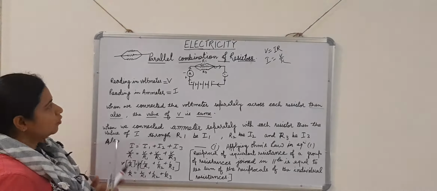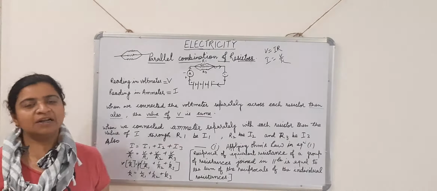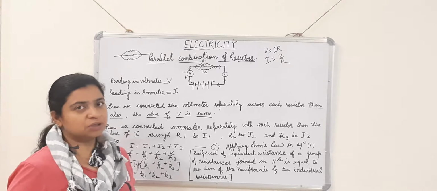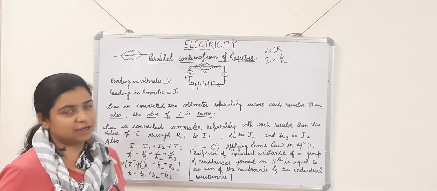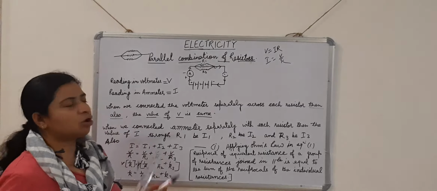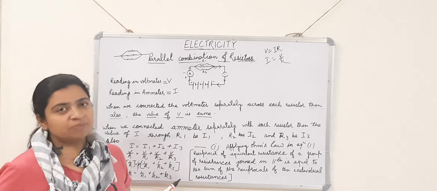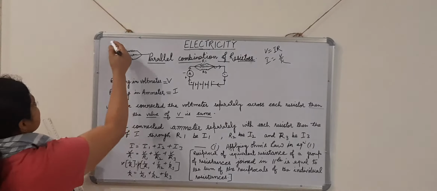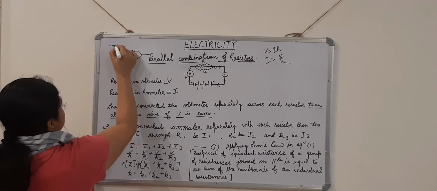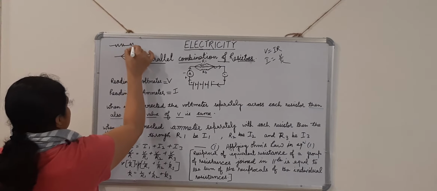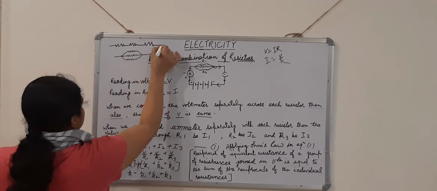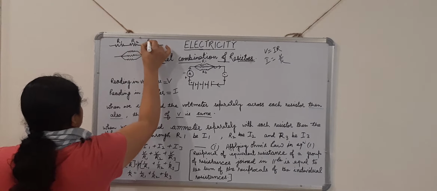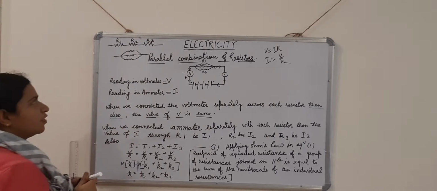In this video, we are going to talk about the parallel combination of resistors. Last time, I had explained to you the series combination of resistors. Series combination means when we connect the resistors end to end. Suppose there are three resistances and we join them end to end. This is called a series combination of resistors.